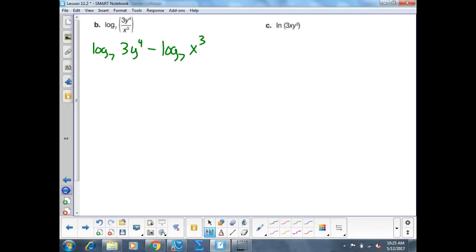Before power, though? No, because this 3 is not in a power. You know what I mean? It's not in the exponent. No, not yet.